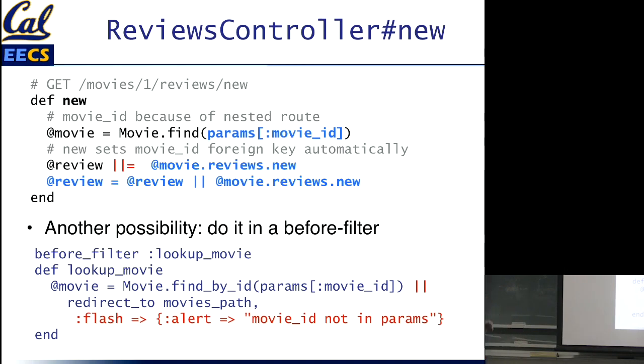Right? So when we introduced before filters on Tuesday, the main motivation for them was preventing a controller action that shouldn't run. But this is another thing you can do. If the controller actions are inside of a controller that manipulates a nested resource, the before action can save some work by looking up the ID of the nested resource. So you can do that. This is an idiom that you'll see as well.